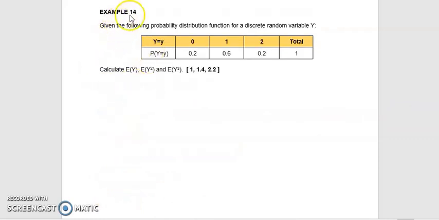Okay, later on, example 14, you do it on your own. So the answer is here. Expected of y is 1, expected of y square is 1.4, and expected of y cube is 2.2. So how to find expected of y cube? If expected of y square is y square multiplied by f(y), then y cube will be summation of y cube multiplied by f(y), okay?